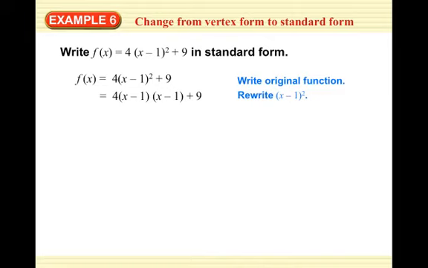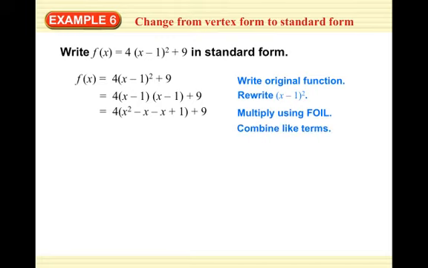Well, let's go ahead and multiply the (x minus 1) times (x minus 1) using FOIL. So that gives us our 4 that we just bring down, and then from our FOILing we get x squared minus x minus another x plus 1, and then we've got our plus 9 tacked on at the end, which is going to be our last thing to do. All right, again, you want to combine like terms. -x minus x is -2x. So we have 4 times (x squared minus 2x plus 1), and then a plus 9 at the very end.